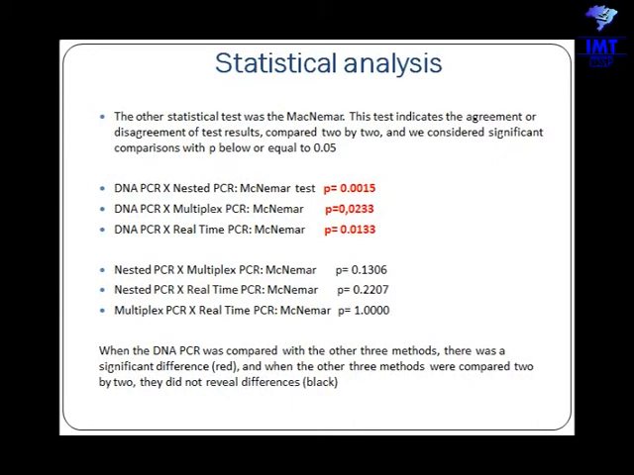The other statistical test was McNemar. This test indicates the agreement or disagreement of test results compared 2 by 2, and we considered a comparison significant with p below or equal to 0.05. When the DNA PCR was compared with the other three methods, there was a significant difference. When the other three methods were compared 2 by 2, they did not reveal any difference.